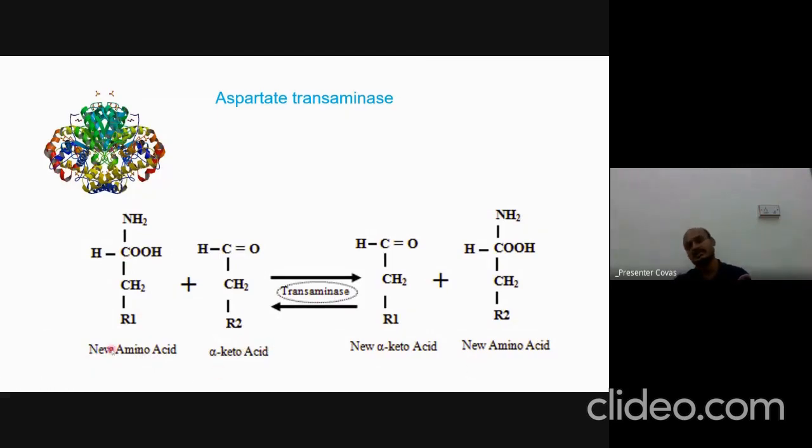Then what happens is that the amino group from the alanine molecule gets transferred to the alpha ketoglutarate, and it gets converted into pyruvic acid plus glutamic acid. So that is the transamination by ALT. Likewise, in the case of SGOT, we have aspartate plus alpha keto acid, and it will produce oxaloacetate plus glutamic acid.